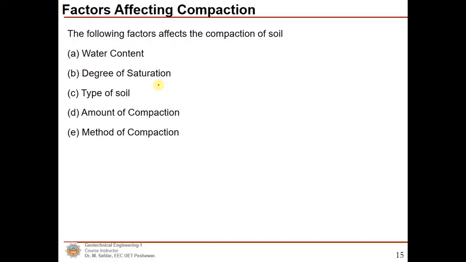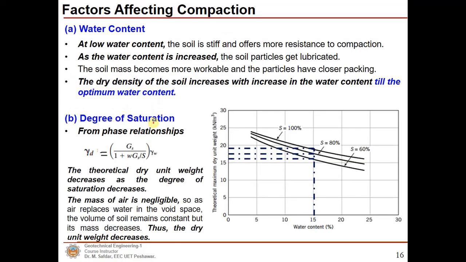Now, what are the factors affecting the compaction? If we change the water content, what will happen? If we change the degree of saturation, what will happen to the compaction, whether it will increase or decrease? And if we change the type of soil, the amount of compaction, and the method of compaction. Let's start with the water content first.